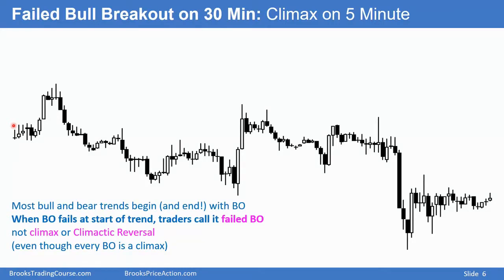Most trends end with a breakout. Most trends begin with a breakout. When a breakout fails at the start of the trend, I call it a failed breakout, not a climax or a climactic reversal, even though every breakout is a climax.